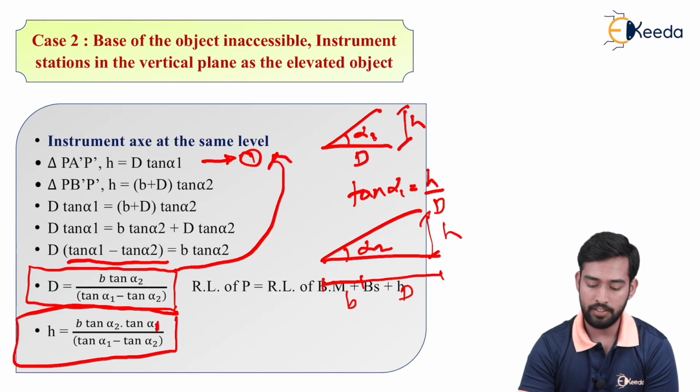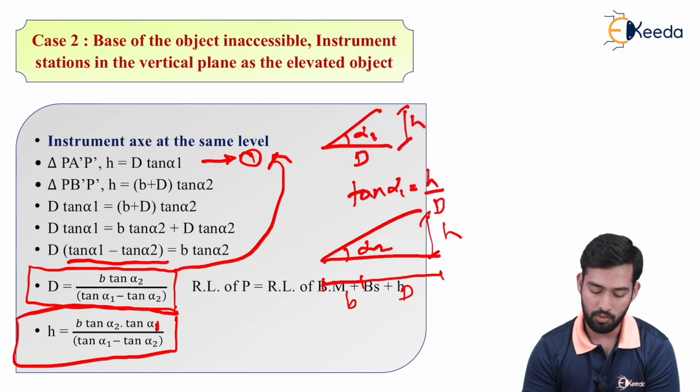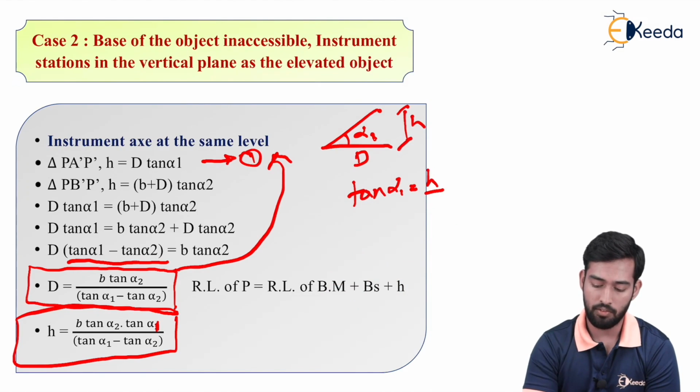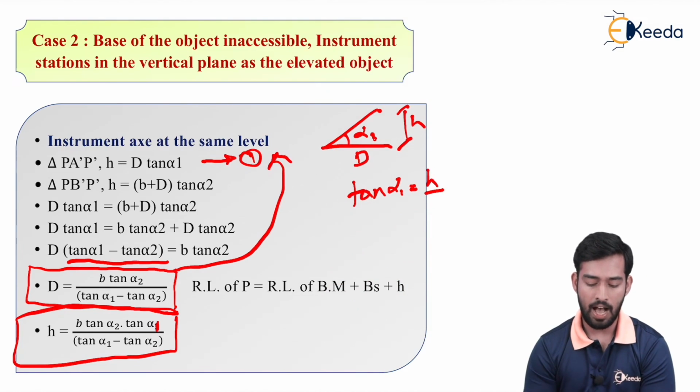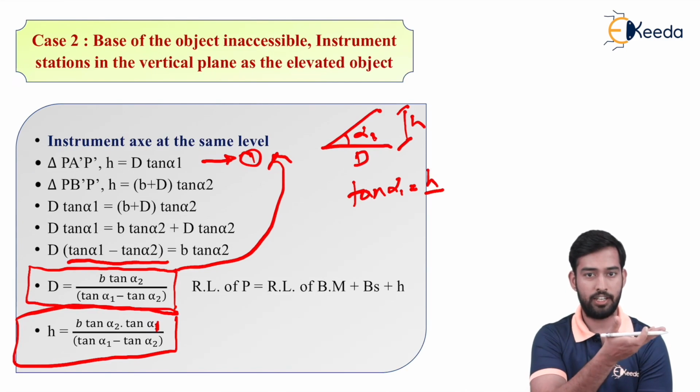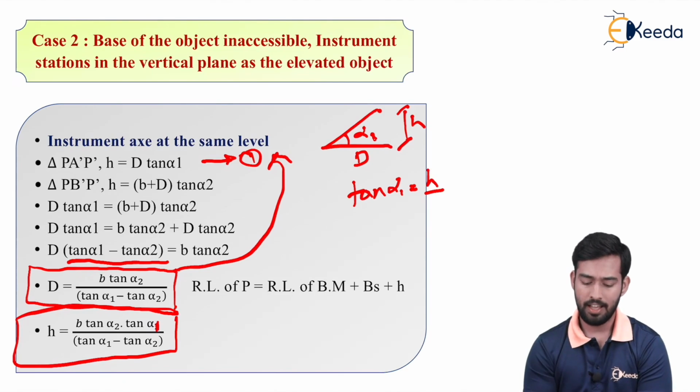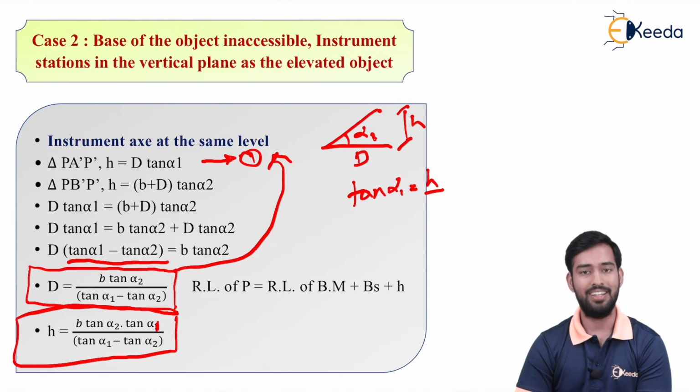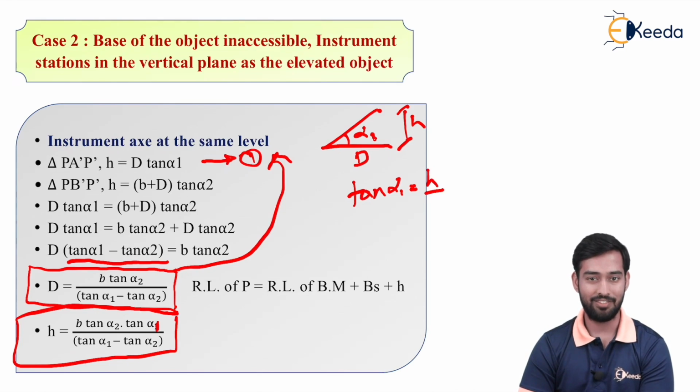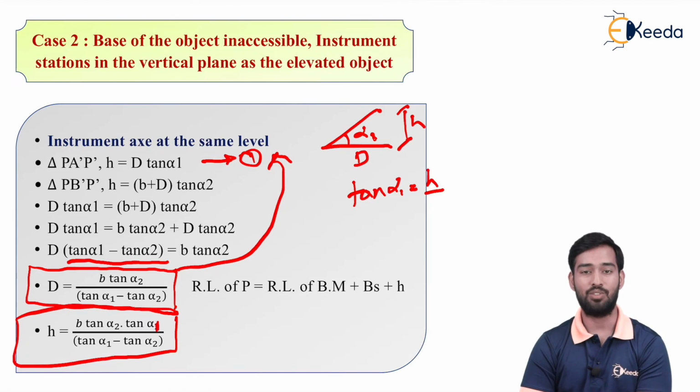Then by knowing D and H, the next step is we have to calculate your RL. How will we calculate RL? The formula of RL is: RL of P is equal to RL of benchmark, which is already known, plus BS, the first reading taken on your benchmark, plus H, and H we have already calculated. So by knowing D and H, we can calculate the RL of point P, which is actually required.